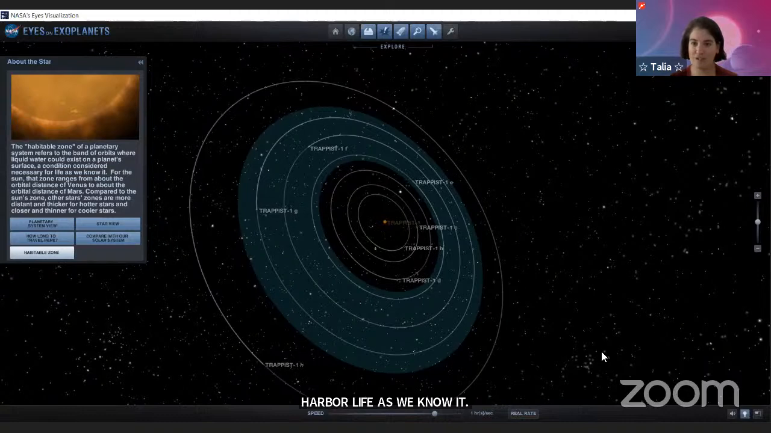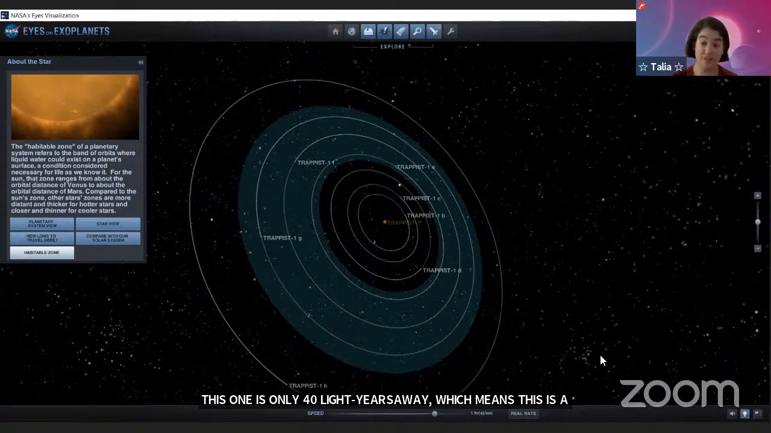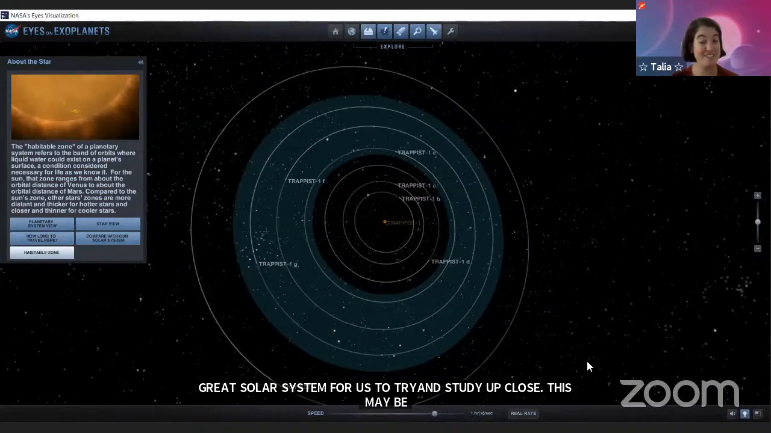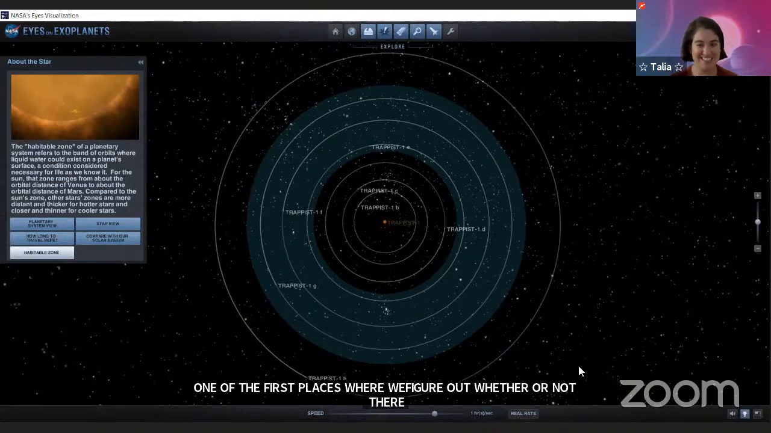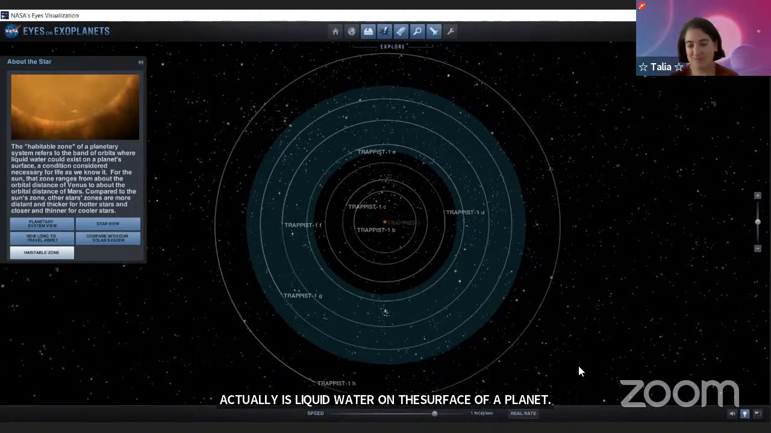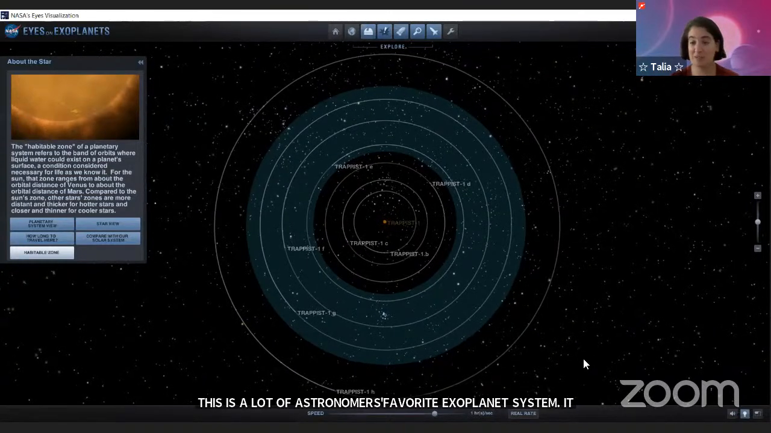This may be one of the first places where we figure out whether or not there actually is liquid water on the surface of a planet. So this is a lot of astronomers' favorite exoplanet system. It's got a lot of potential and it's cool looking. So that's the end of our tour of some interesting exoplanet systems.